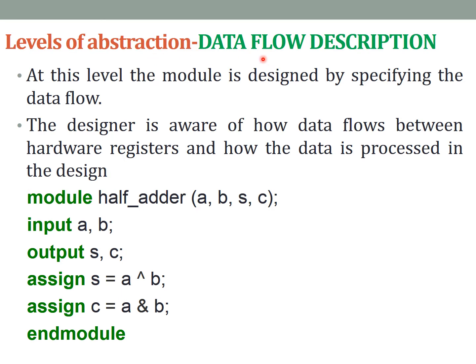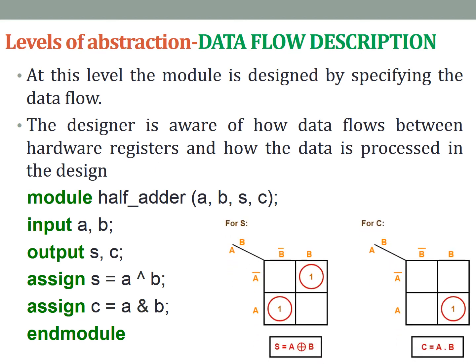So the module is designed by specifying the data flow, how data flows from the input to the output through various operations. So how the data flows from the input to the output through hardware registers and how the data is processed. We write the same half adder code that we had discussed using certain operations or Boolean equations. So mainly in data flow description, we use Boolean expressions to write codes, and the keyword assign is used to highlight data flow description. To obtain the code, we need to simplify the truth table and get suitable expressions.